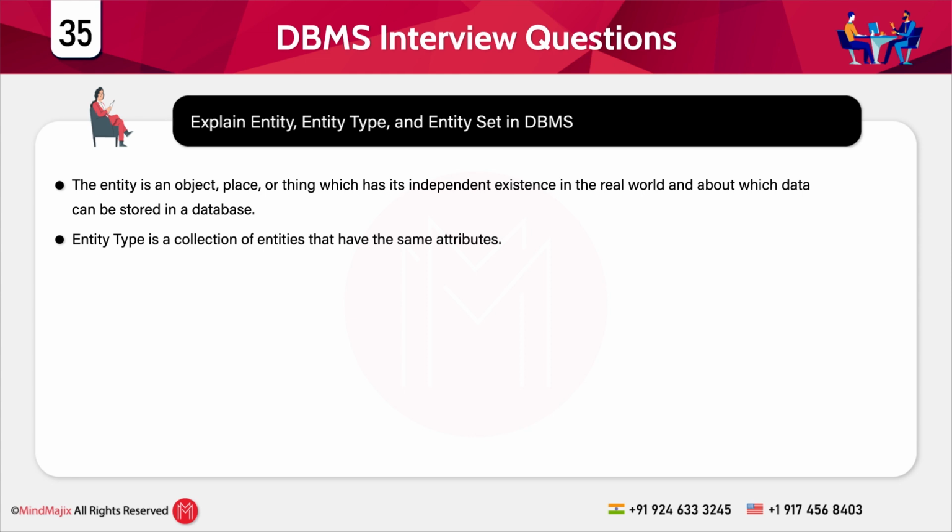And now if you talk about entity set, this is a collection of entities of the same type. For example, an employee table of a particular firm can have the employee details of the people that are working in that particular firm.